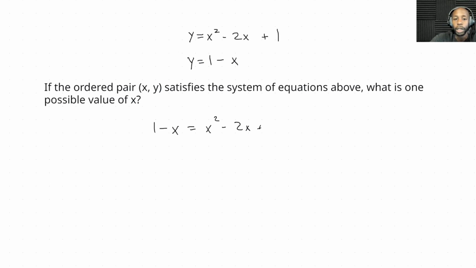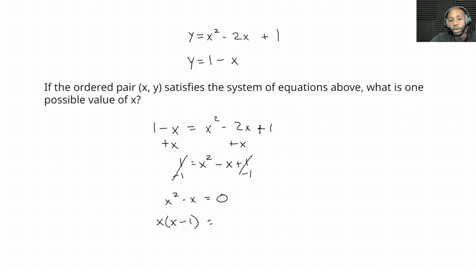Now, let's go ahead and move some stuff around a bit. So you got 1 is equal to x squared, negative 2x plus x is minus x, plus 1. We're going to subtract 1 from both sides. So then finally, you see that goes away. So you have x squared minus x equals 0. Now we can factor an x out here. So x times x minus 1 is equal to 0. Therefore, x can be equal to 0. x can also be equal to 1.